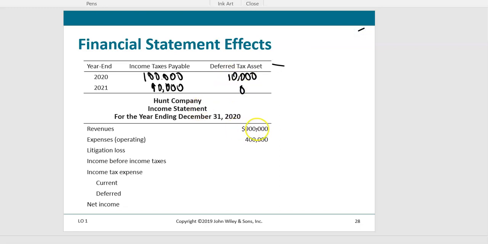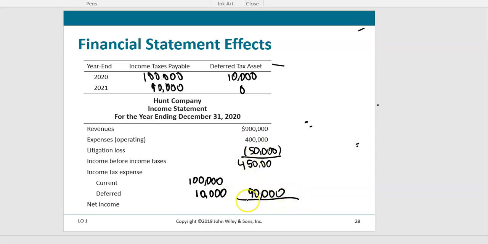The income statement in 2020, we're going to update this to include our litigation loss. So income before taxes was the 450,000. And then our income tax expense, we know that it's going to be the 90,000, the 450,000 times 20%. But we report that as current, meaning the amount that we're actually going to owe to the government, and then deferred. This is our income tax benefit, or deferred tax asset, gives us a total of 90,000. And then net income before taxes minus income tax expense, net income 360,000.